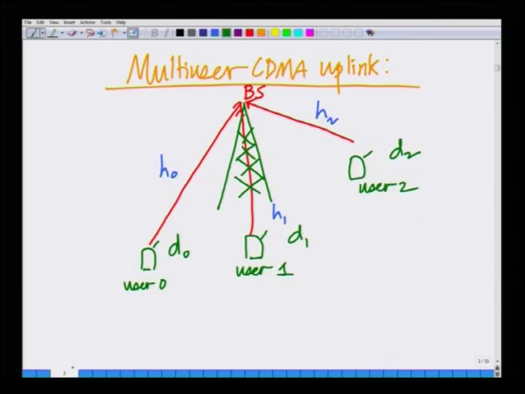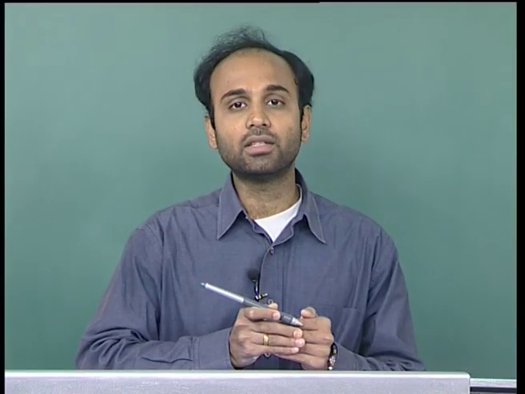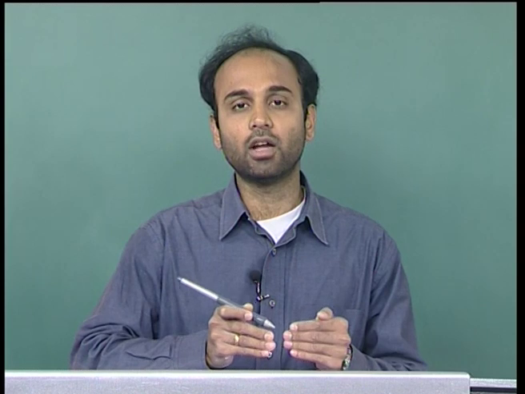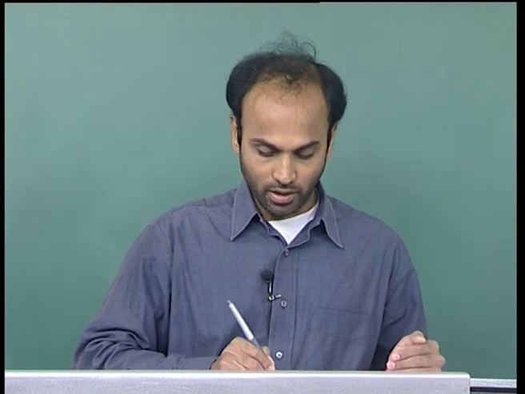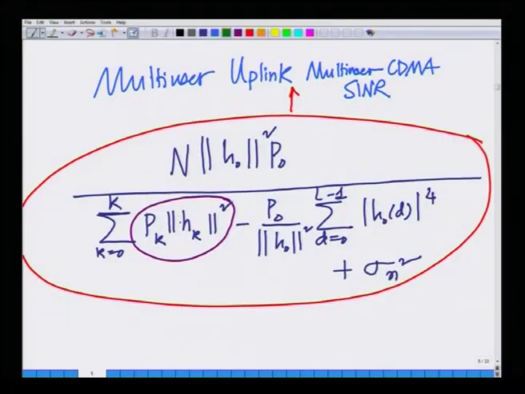We also looked at the CDMA uplink situation, which is shown here. However, uplink is slightly different from the downlink, because in the uplink the signals corresponding to different users traverse different channels and add up at the base station. Hence, this situation is slightly different from the downlink. However, the expression for the downlink can be suitably modified now. Instead of having some power times norm H0 square, each power is affected by norm HK square, where HK is the channel corresponding to user K. That is the only change, so the expression is more or less the same.